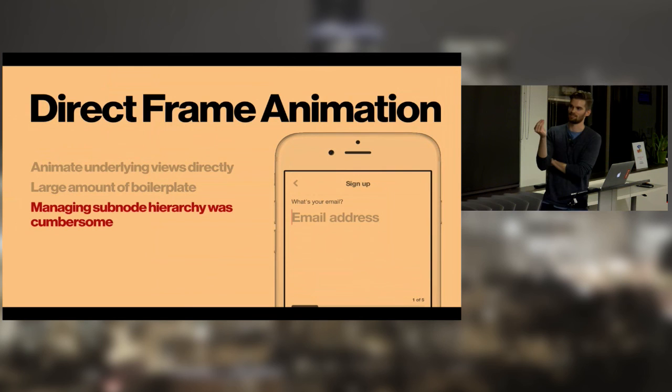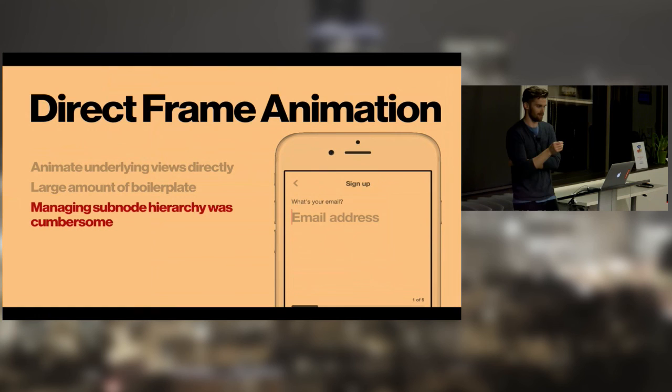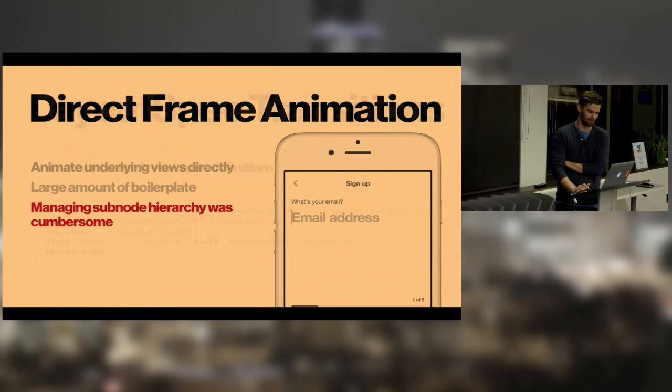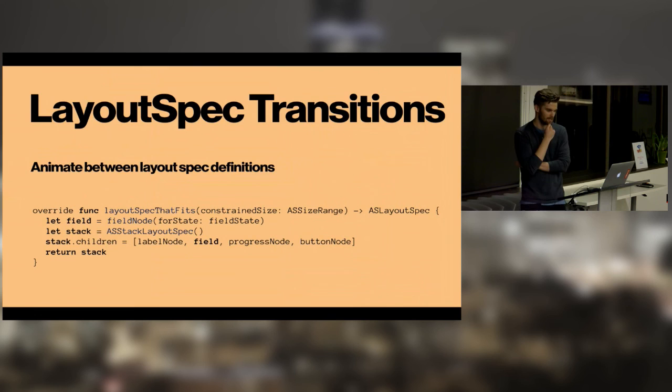So we looked at the design of the layout API we had so far, and it was pretty clear that the layout tree representation that we had cached, we could easily use for animation behavior. And so we created this API for layout spec transitions. Basically, it enables you to animate between layout spec definitions. Let me walk you through this very simple, contrived example.